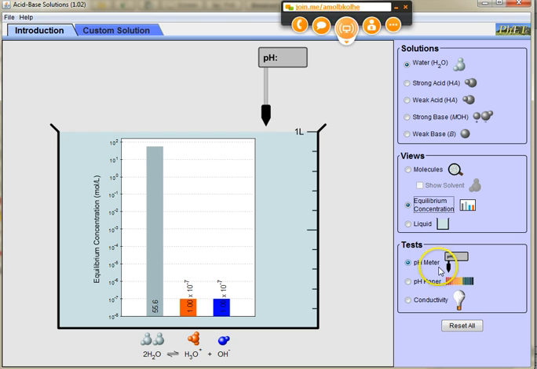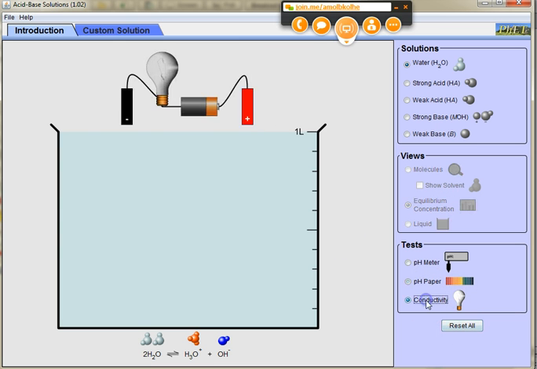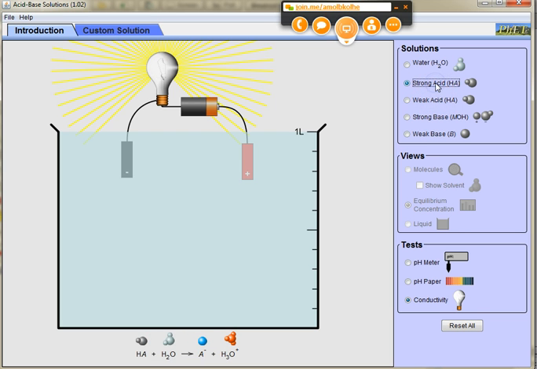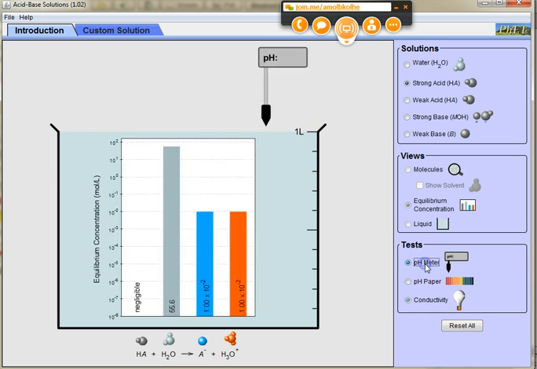Now we can also check the pH using one of these measures. For this experiment, we're going to use the pH meter and pH paper, but you can also use conductivity to see if there are any ions in the solution. If there are ions, the bulb will glow. If not, then it won't. If you dip the electrodes into the water, you can see a slight glow in the bulb, because there are very few ions. But if you take, let's say, a strong acid, you can see how bright it is. Weak and strong acid or strong base solutions have many ions, and therefore high conductivity. But we're going to use just the pH meter and pH paper for this experiment.